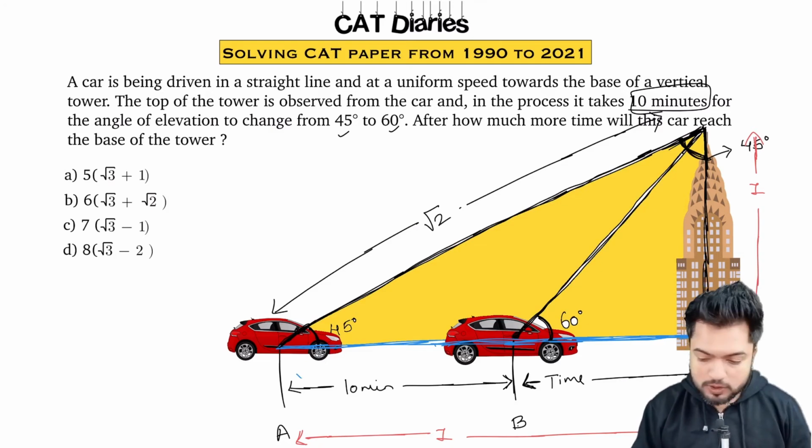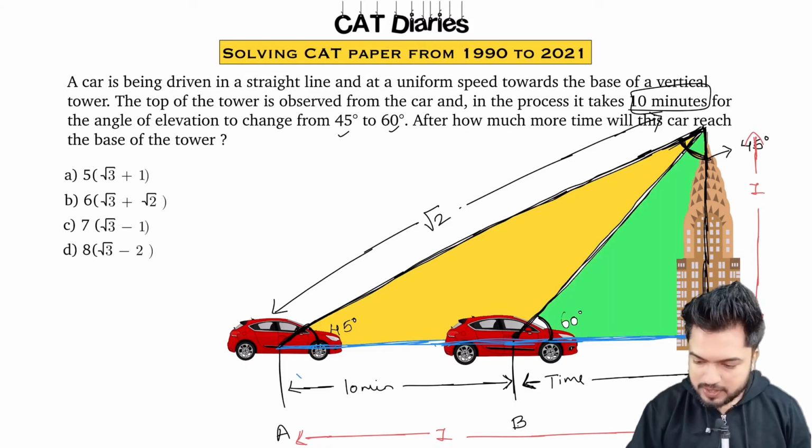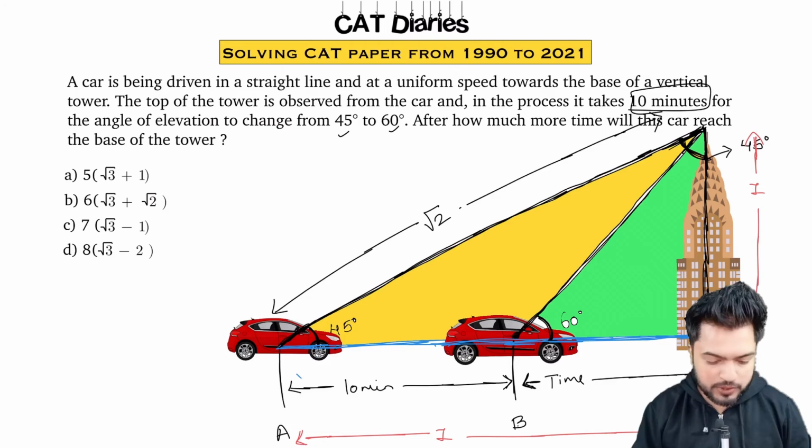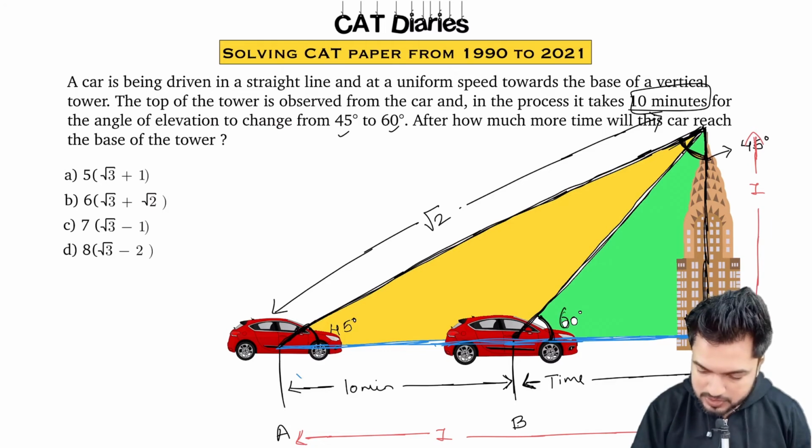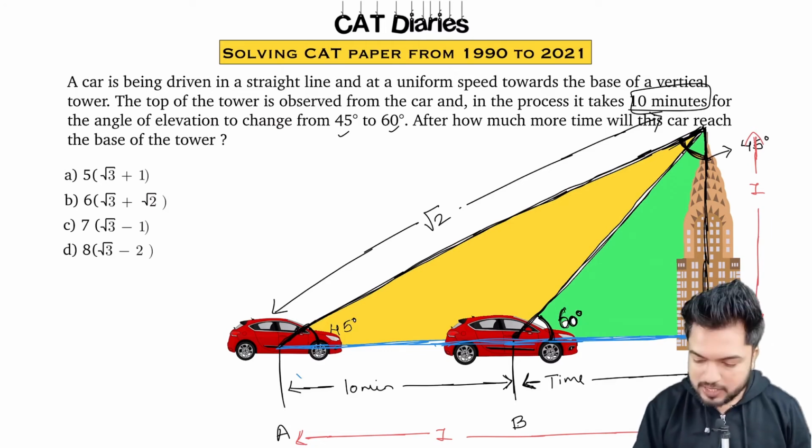But I can also see a 30, 60, 90 triangle. Where do I see it? This green one. This green one is a 30, 60, 90 triangle. How do you know that? Because I know that this angle is 60. This was given to me in the problem. This angle is 90. The tower is standing perpendicular to the ground.